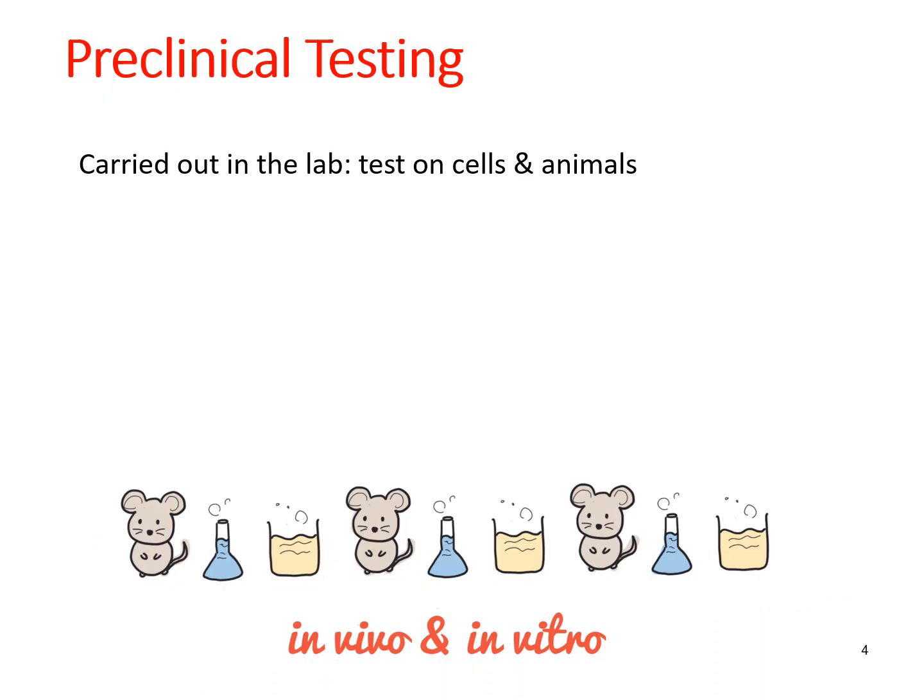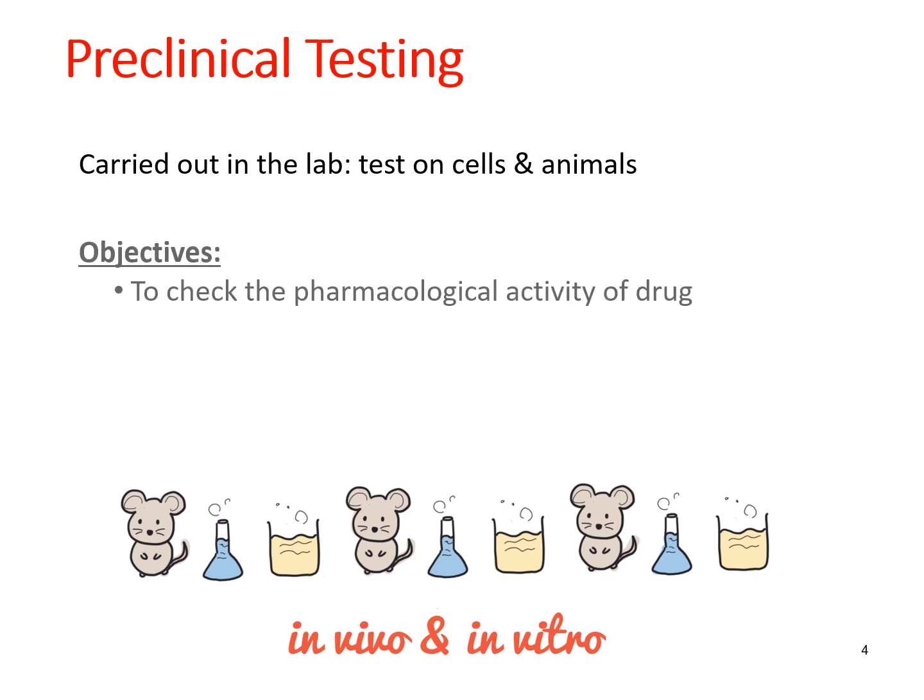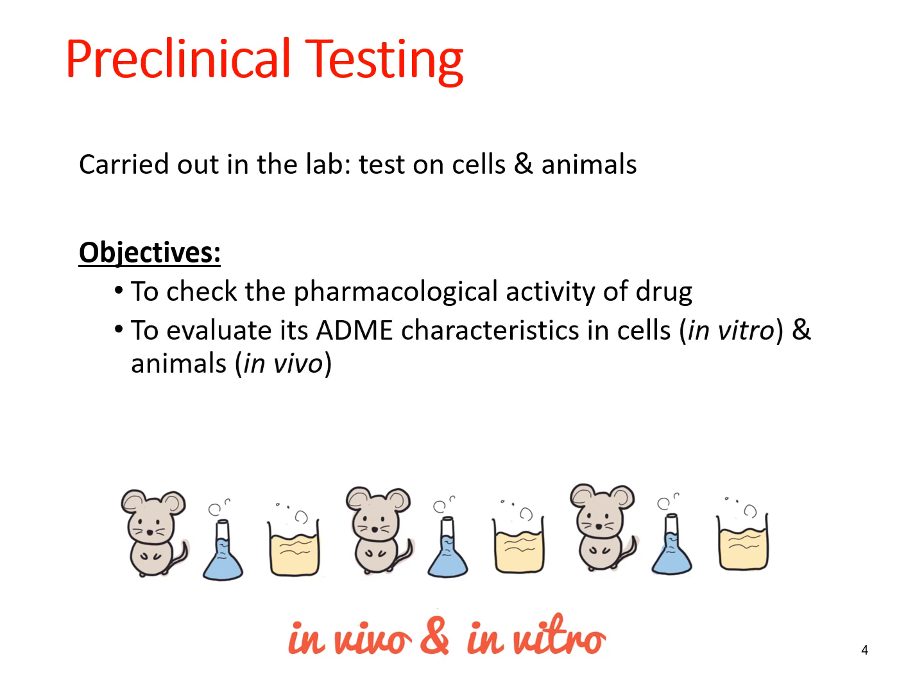First, let's take a look at preclinical testing. Preclinical testing is carried out in the lab, where the drug is tested on cells and animals. Preclinical testing checks the pharmacological activity of the drug to find out its effect on the body. The ADME characteristics are evaluated. ADME stands for absorption, distribution, metabolism, and excretion of the drug.